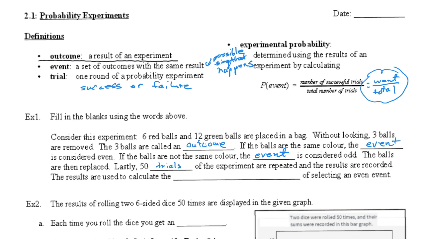And let's just finish the sentence. Are repeated and the results are recorded. The results are used to calculate basically the experimental probability of this specific event. So maybe of all of the things having just the same color, that could be a specific event. Okay.